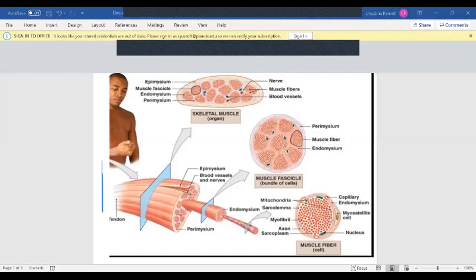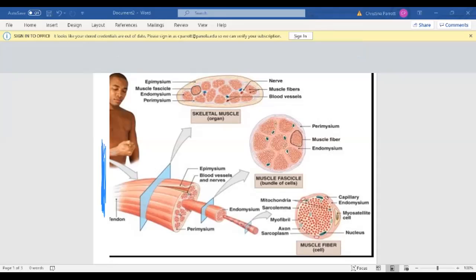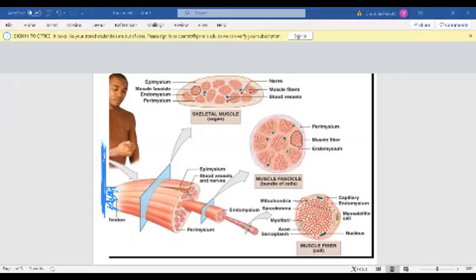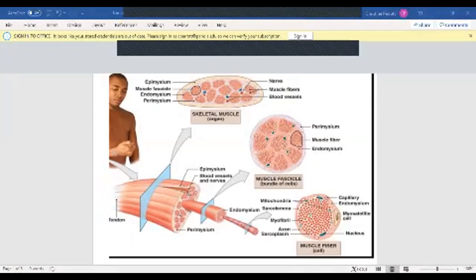So in this picture right here, where I'm drawing this blue line on the left-hand side, that's representing your muscle. That's representing your bone. And you'll see this white area here that's between the bone and the muscle. This white represents a tendon. So a tendon is going to be the structure that attaches a muscle to a bone. So again, the tendon here is the structure that attaches a muscle to a bone.